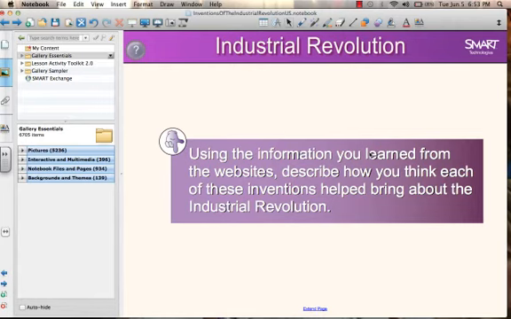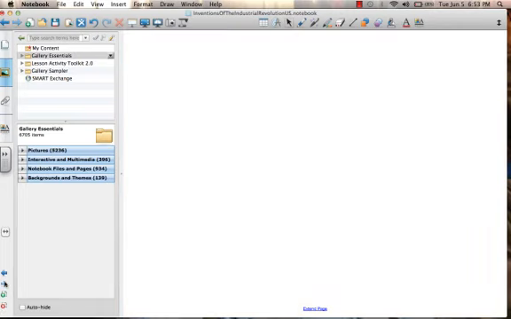This is kind of a summation of the lesson and is saying to take what you've learned, especially from the website. So it is more individually focused, though I think it should still be teacher guided in some ways, or maybe done in groups. They encourage the students to describe how they think each of these inventions helped bring about the Industrial Revolution, so a little bit more of a reasoning standard, which leads in then to next lessons.